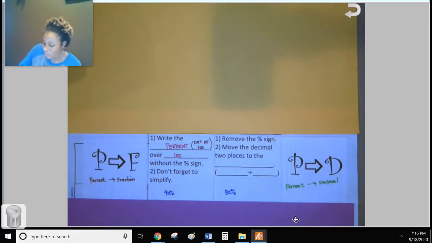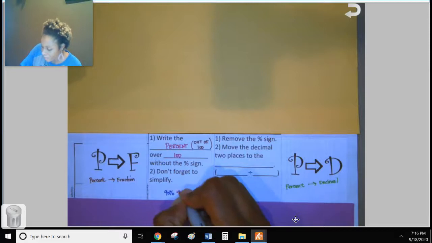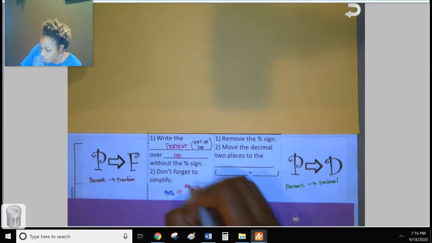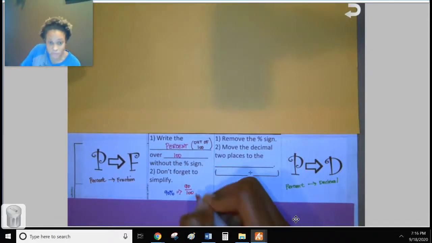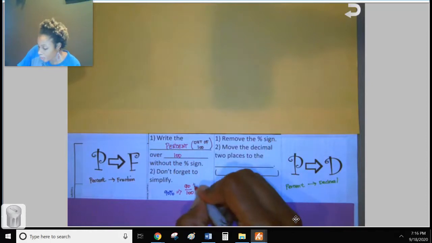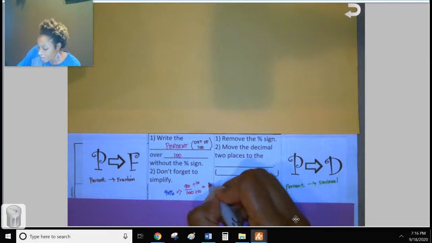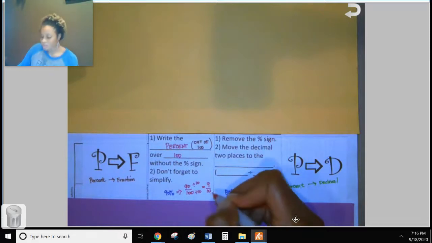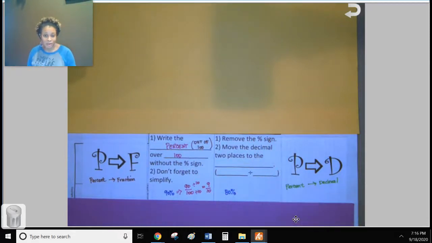So that's the easiest thing we can do, is simplify. So here's an example. 90%, I would write 90 over 100 because percent means out of 100. And then I would simplify. I'm going to go out on a limb and say the GCF is 10, and I'll get 9/10. So 90% is the same as 9/10.